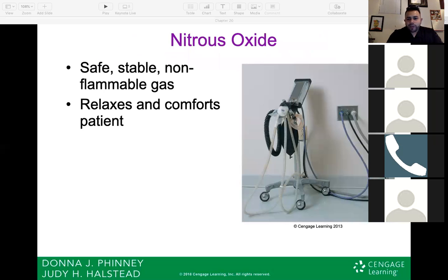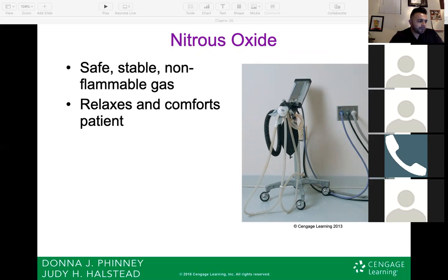So this is what a typical nitrous oxide cart looks like. Nitrous oxide is a safe and stable non-flammable gas. Some states allow dental assistants to perform this task under the dentist's supervision. Our state of Arizona is one of them, so you will be doing this at some point in your career. Other states only allow dentists or hygienists to do this.